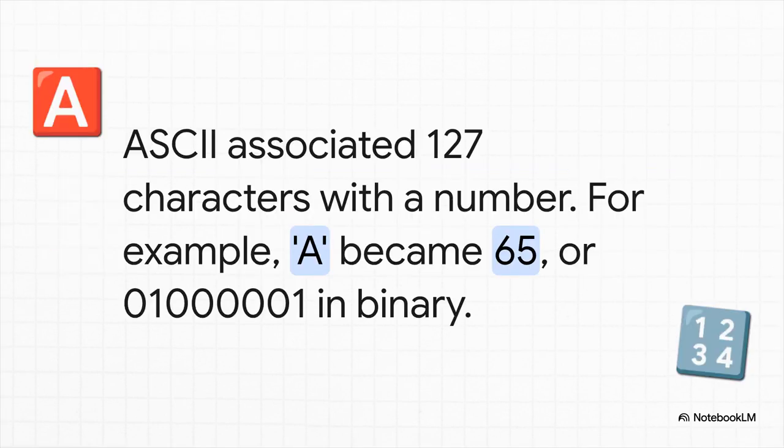The idea behind ASCII was super simple. It took 127 characters, basically the English alphabet, numbers, and some common symbols, and it gave each one a unique number. The capital letter A, for instance, got the number 65. In binary, that's 01000001. It was elegant for sure, but it had a massive American-sized blind spot.